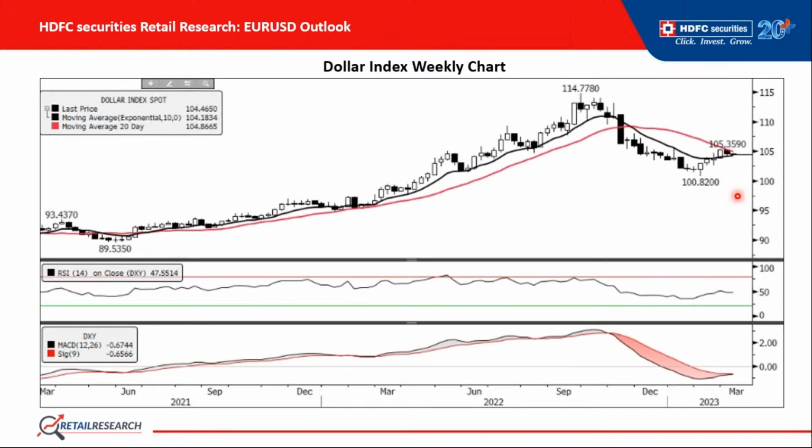Again, back to the dollar index, the basket of six currencies. What we see is that the 20-week moving average is the short-term hurdle for it, and the negative crossover which we saw in October is still in place. As long as the dollar index trades below 105.50, the near-term trend remains on the downside.